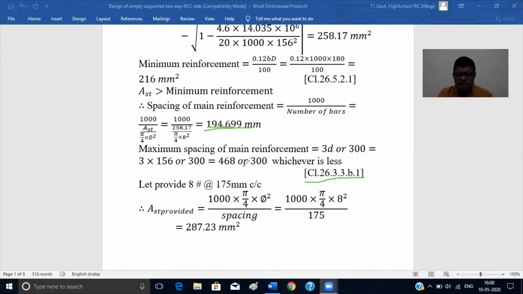So it comes out to be again 300, 468. Out of this, the lesser value governs, so you have to provide below this. You may provide 190, 180, 175 as you like. Provide the spacing. Here it is given 8 mm at 175. If you are providing 8 mm at the rate of 175 millimeter center to center, then what is the AST provided?